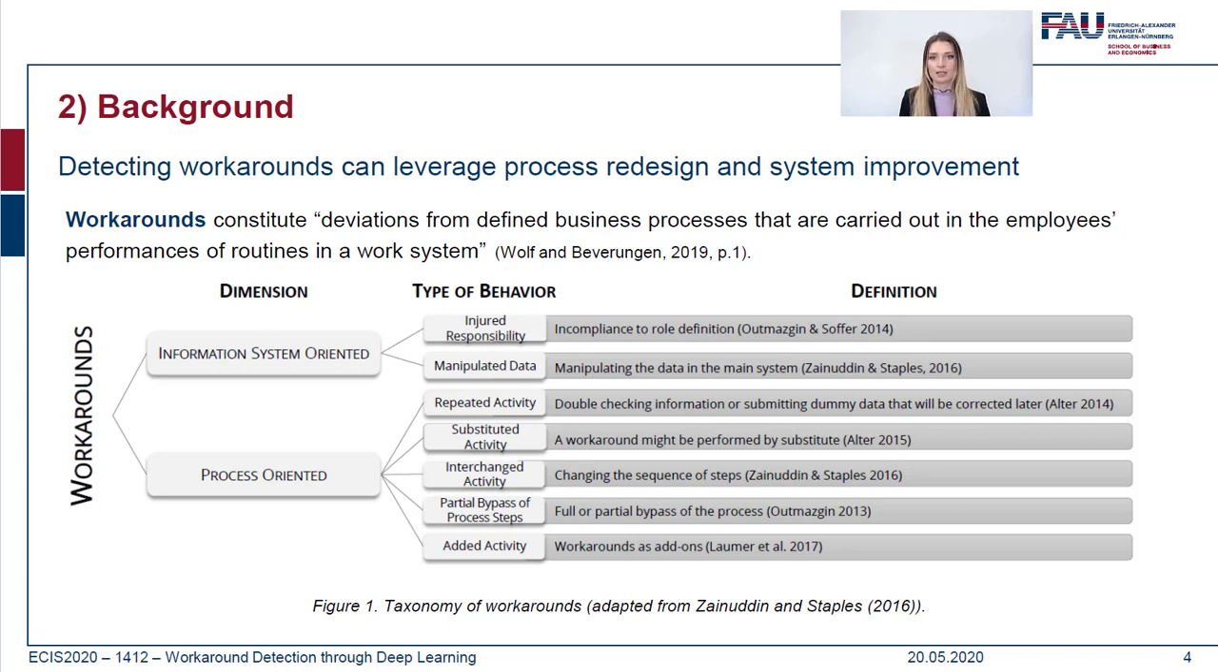Workarounds can be directed either towards the information system or towards the business process. If they are directed towards the information system, they may be manifested in injured responsibility or manipulated data. On the other hand, if they are directed toward processes, employees may want to repeat some activities, substitute activities, or interchange activities. They may want to partially bypass some process steps or they want to add some activities.